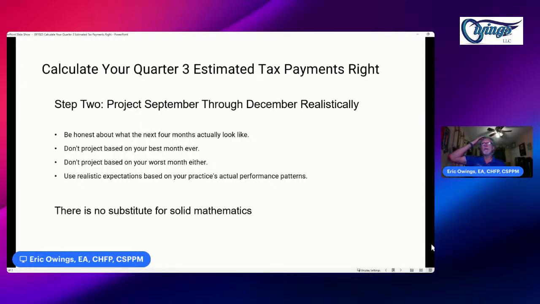So step two, you want to project September through December realistically. Be honest about what the next 4 months actually look like. Now, what we do here, honestly, is you see a trend over an 8-month period. That's why I consider quarter three and especially the fourth quarter payment, which is due after the end of the year when you actually know how you did. So this one and the fourth quarter, I consider the two most important because you have more actual data to work with.